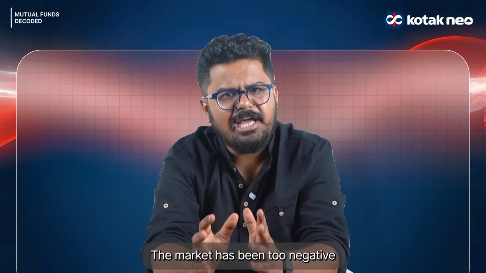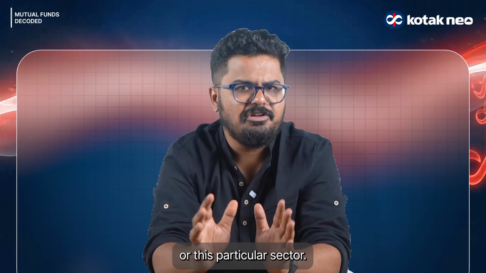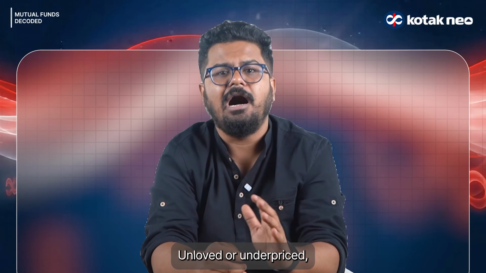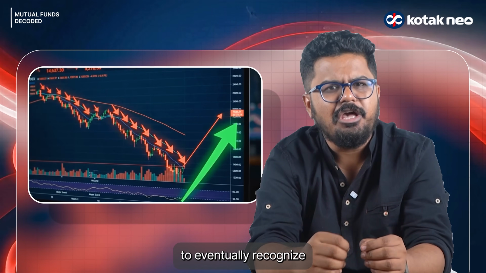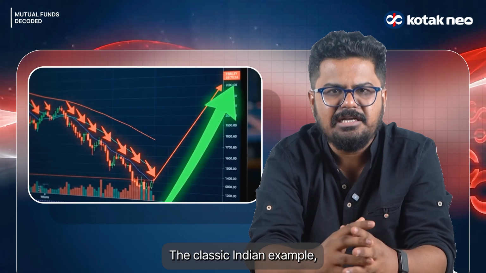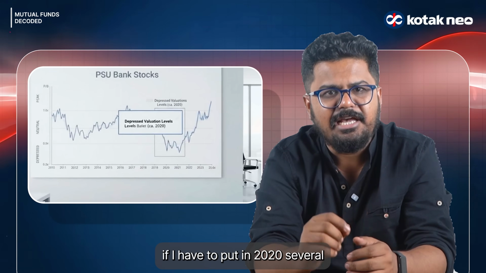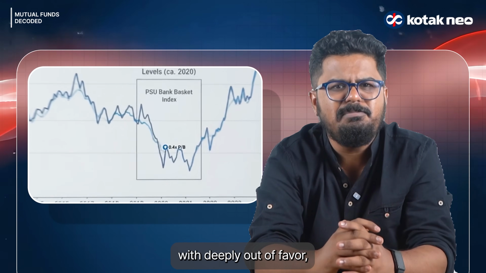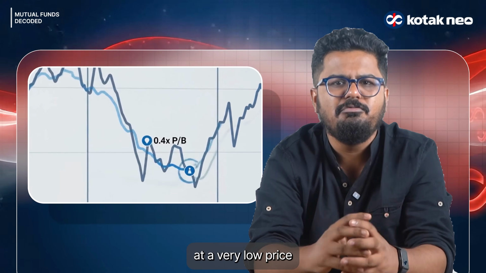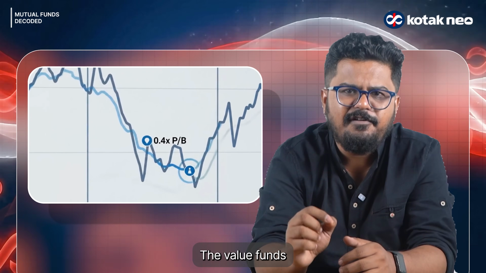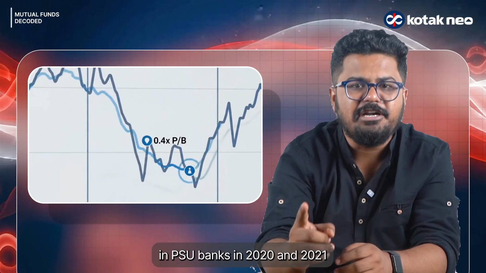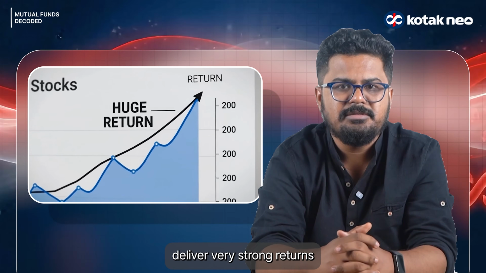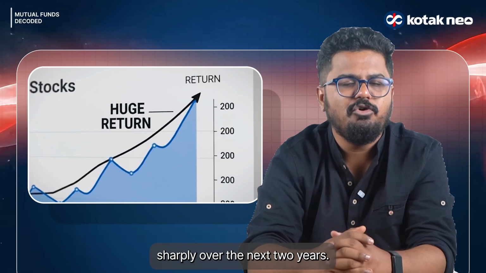The market has been too negative on these companies or this particular sector. It's out of favor, unloved or underpriced. The manager buys it and waits for the market to eventually recognize the actual value of those particular stocks or the sector. The classic Indian example, if I have to put, in 2020, several PSU bank stocks were deeply out of favor. They were trading at very low price to book valuations. The value funds that held significant positions in PSU banks in 2020 and 2021 delivered very strong returns as those stocks re-rated sharply over the next 2 years.